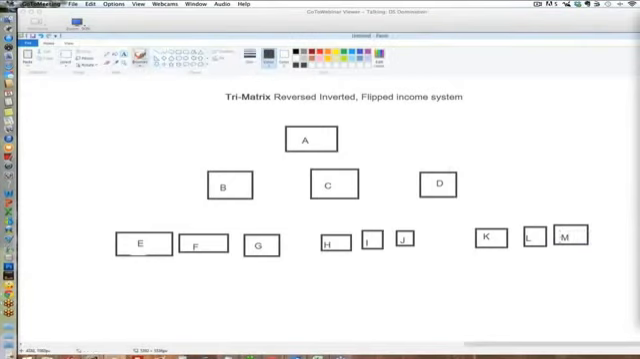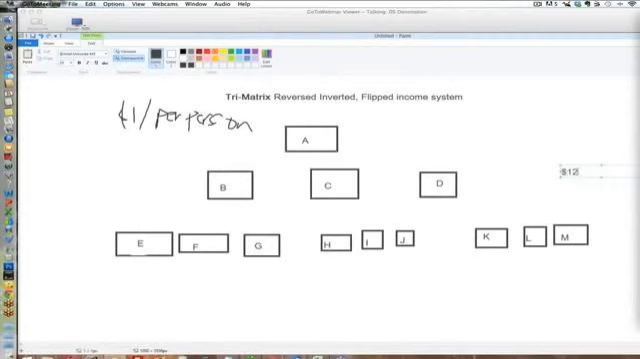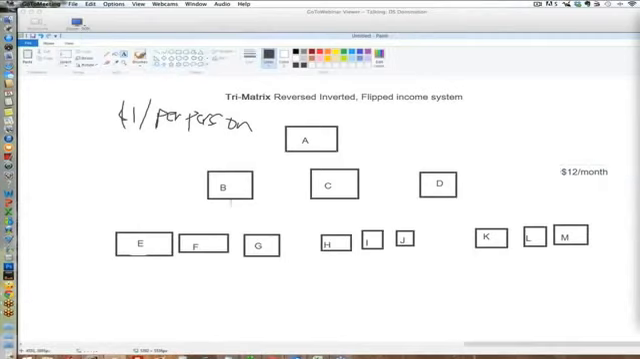A is going to get $1 per person in this matrix, regardless of who referred them. So A in this case is going to get $1, $2, $3, $4, $5, $6, $7, $8, $9, $10, $11, $12 right away per month per person. B is going to get 3, C is going to get 3, D is going to get 3. It doesn't matter who referred everybody.